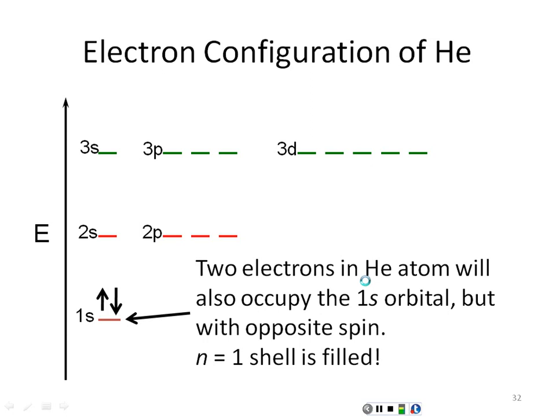So we can say that now the n equals 1 shell is filled. There's 1 orbital in the n equals 1 shell. That's the s orbital, and it contains 2 electrons of opposite spin. And that's what's known as the exclusion principle: the fact that no 2 electrons in a given atom can have the same 4 quantum numbers. So that limits the number of electrons per orbital to 2.